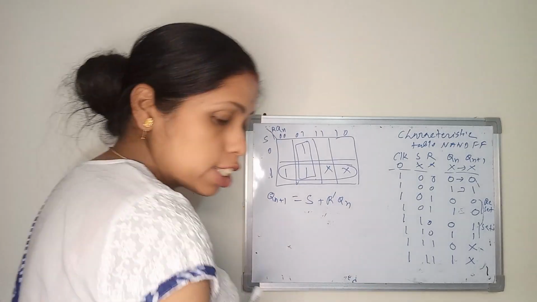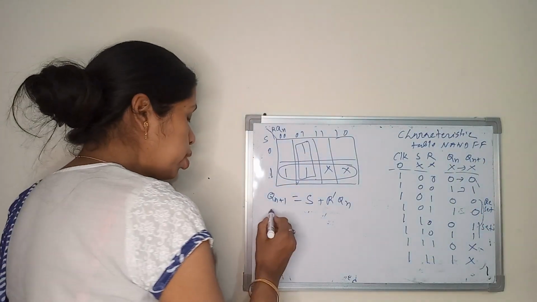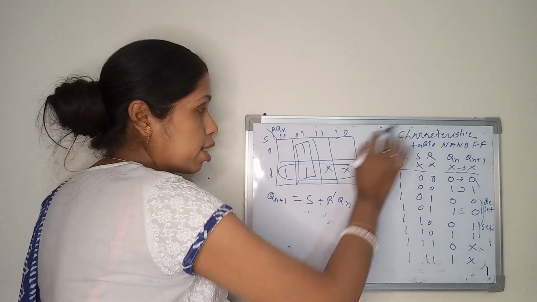Now I will write the excitation table. The excitation table is different from the truth table and the characteristics table.